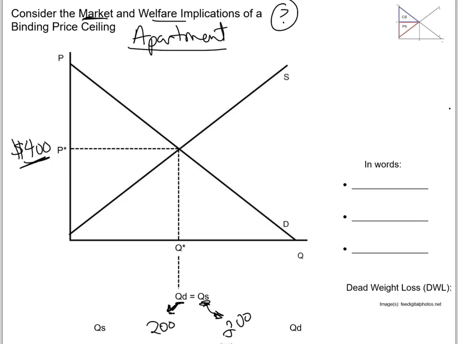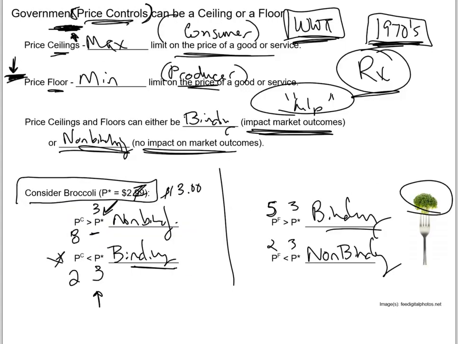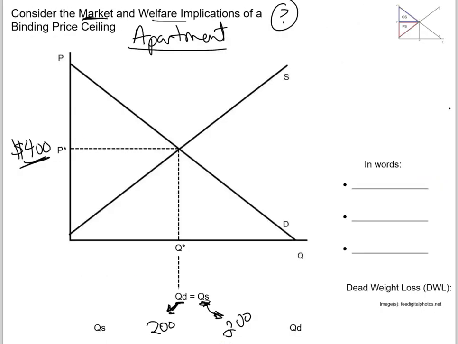Now let's assume that the city of Ada steps in and says, oh my goodness, $400 is just too expensive. People can't afford a rent of $400, and they decide to put on a price ceiling. Go back a second: what do we know about price ceilings? A binding price ceiling is one that's set below market equilibrium. So if our market equilibrium is $400, I need to place the price ceiling below it. Let's say it's a value of $300.